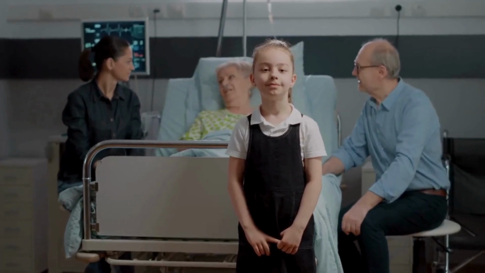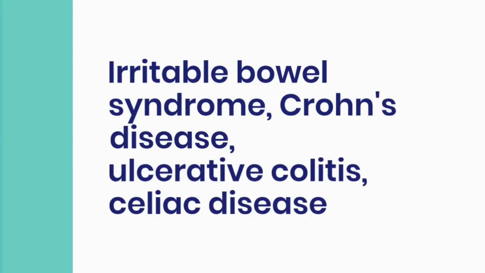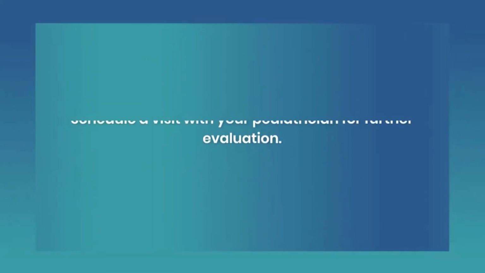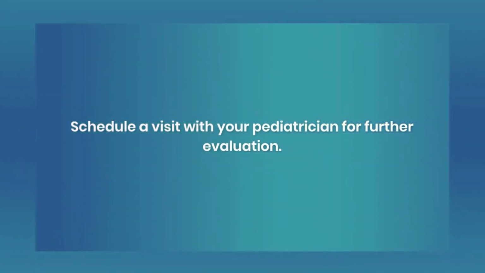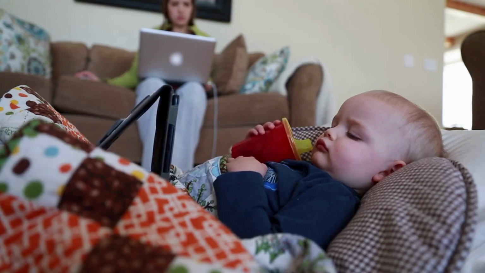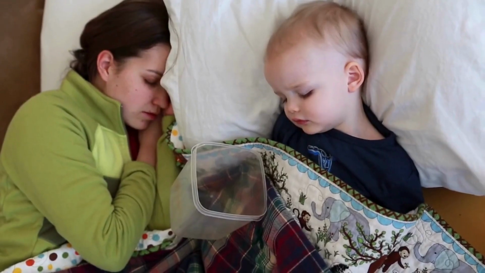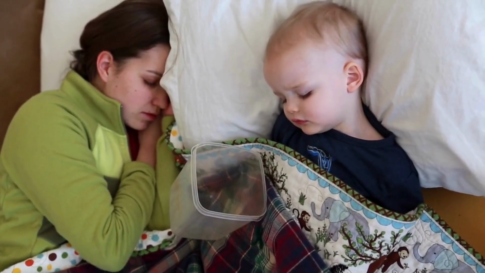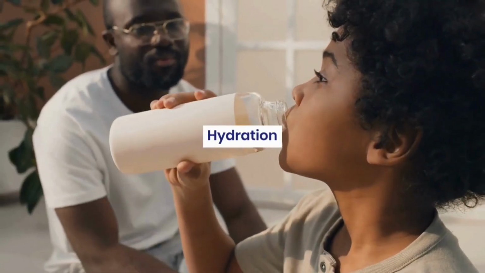In rare cases, diarrhea may be a symptom of more serious conditions like irritable bowel syndrome, Crohn's disease, ulcerative colitis, or celiac disease. If diarrhea persists for more than 2 weeks or you're unsure of the cause, schedule a visit with your pediatrician for further evaluation. Treatment for diarrhea at home. For mild cases of diarrhea, there are several home remedies and treatment options that can help alleviate your child's symptoms.